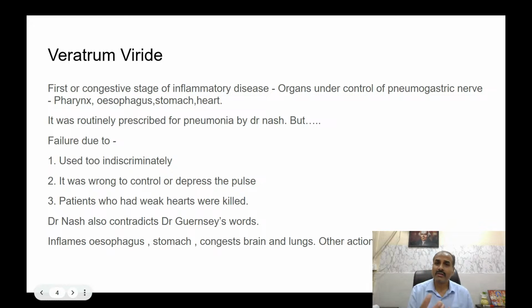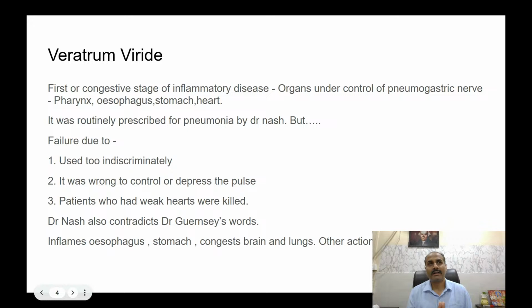First or congestive stage of inflammatory disease, organs are under the control of the pneumogastric nerve, and the pharynx, esophagus, stomach, heart, whichever are innervated by the tributaries of that nerve or that nerve per se, like the stomach, are the seat of affections or the main source of affection for Veratrum viride. It was routinely prescribed for pneumonia in his time. But what happened to this remedy was that it was abused so many times that they had been giving it like a routine prescription. Every pneumonia case, they used to give Veratrum viride.